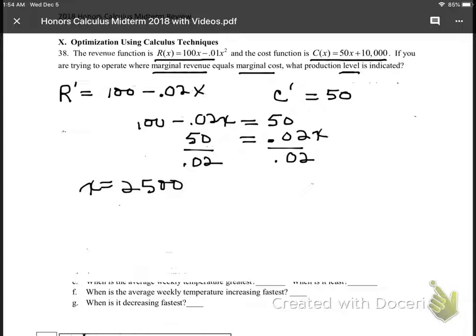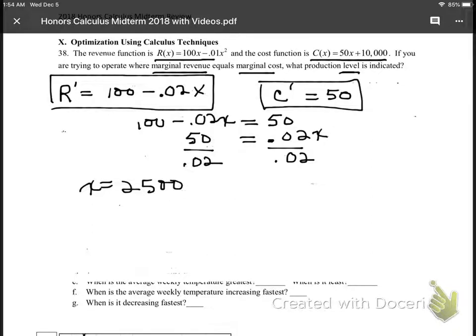So look what I did. I needed to recognize that this is marginal revenue and this is marginal cost. Set them equal, solve for x. This is your production level. I don't really have any kind of units, so I'm just going to call it units. I don't know what I'm producing, but that's how much I want to produce of it if I want to operate where marginal revenue equals marginal cost. Okay, let's move on to question number 39.